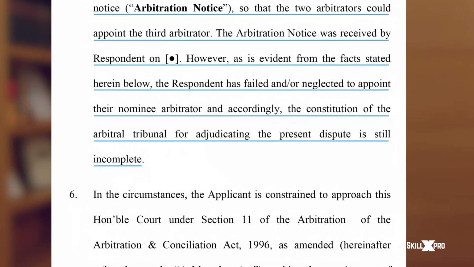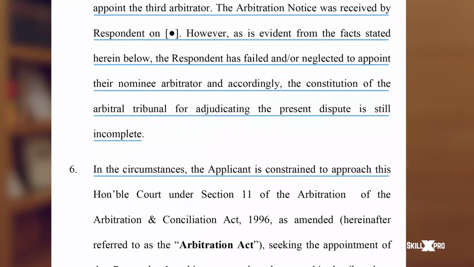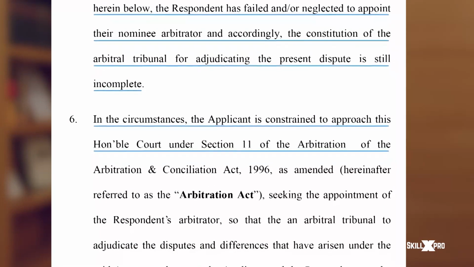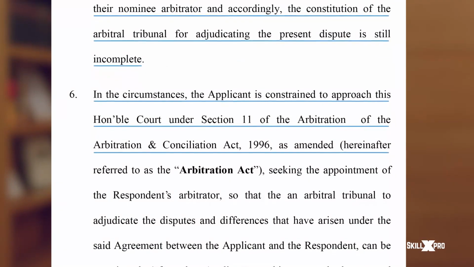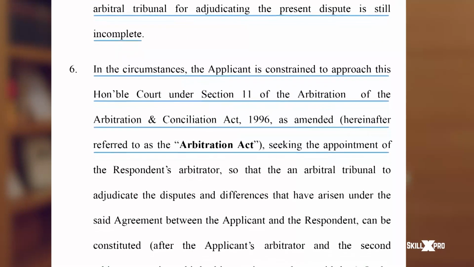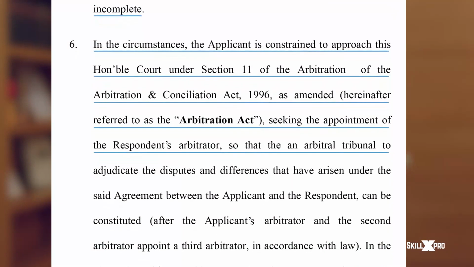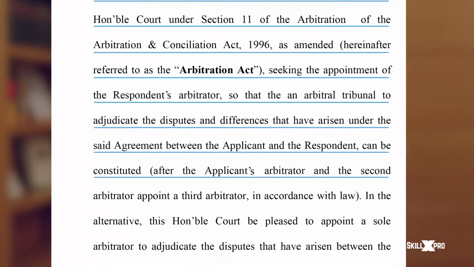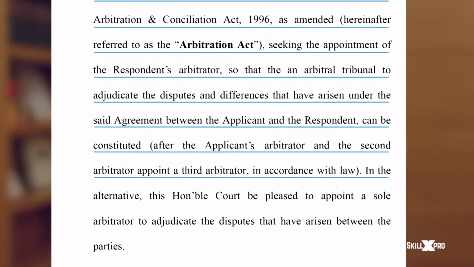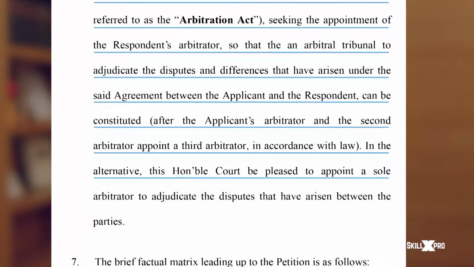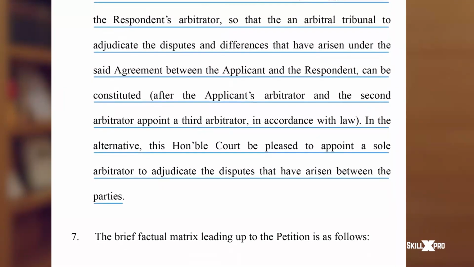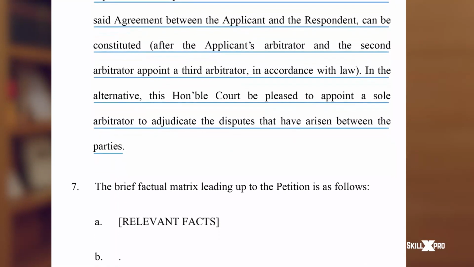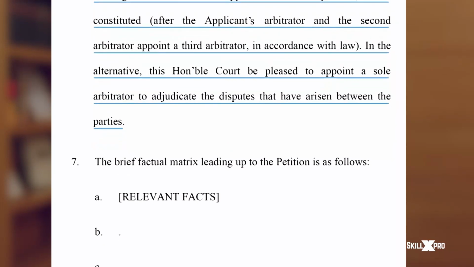In these circumstances, the applicant is constrained to approach this honorable court under Section 11 of the Arbitration and Conciliation Act 1996 as amended, seeking the appointment of the respondent's arbitrator. Because in this case, the respondent has refused to appoint its arbitrator, the party has moved a Section 11 application seeking an order from the court for appointment of the respondent's arbitrator so that an arbitral tribunal to adjudicate the disputes and differences that have arisen under the said agreement between the applicant and respondent can be constituted.